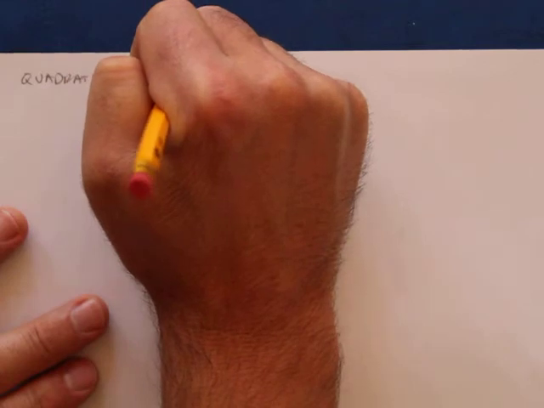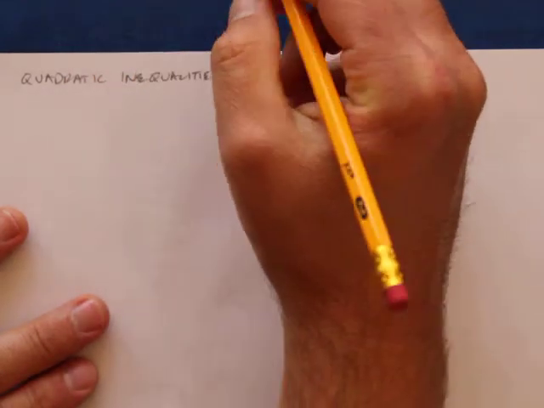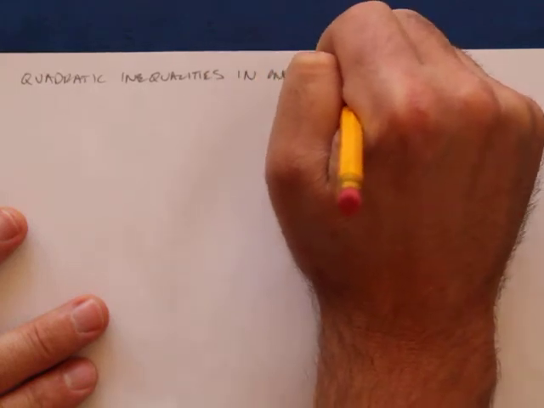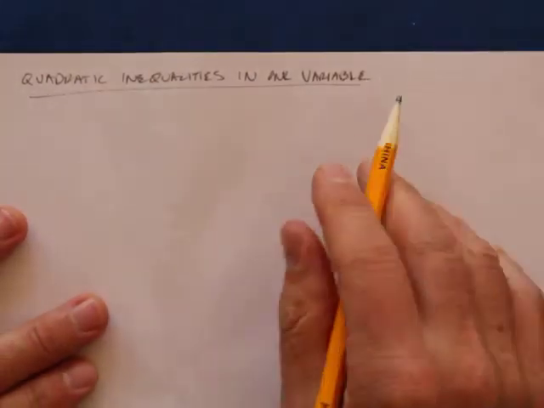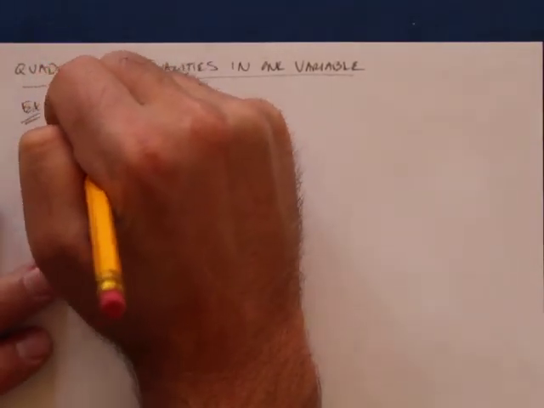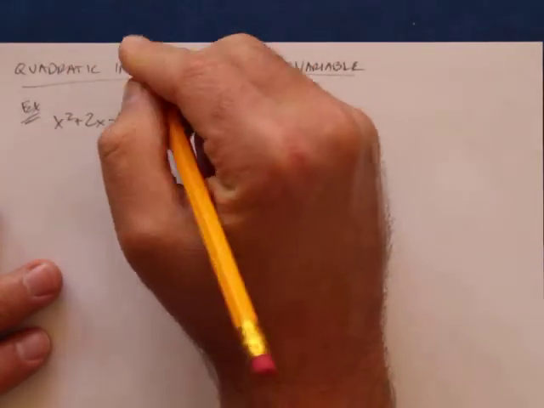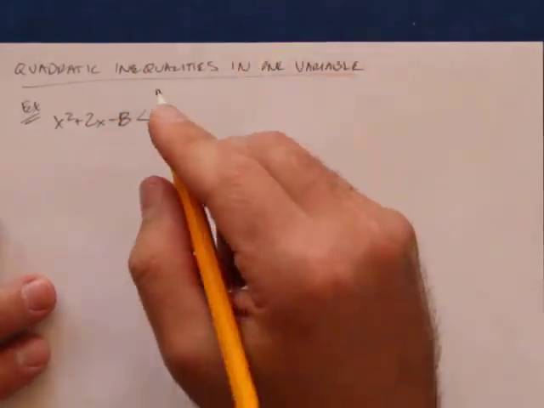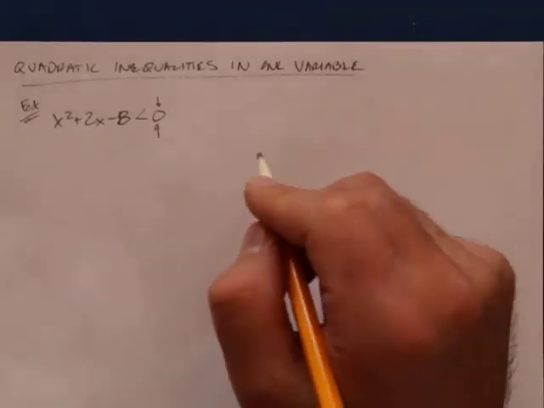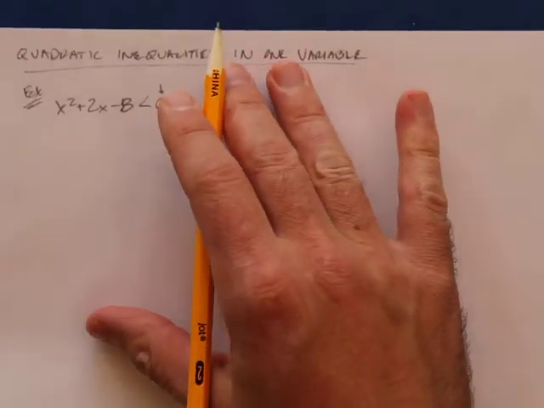Now there's a little bit more to do for the notes today. Quadratic inequalities in one variable. Okay, what are we talking about? Here's an example. I've got x squared plus 2x minus 8 is greater than 0. Notice, greater than 0. I don't have a y value. And I'm talking about 0 here.